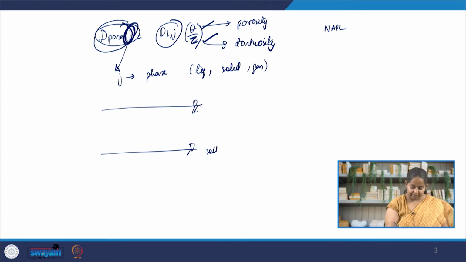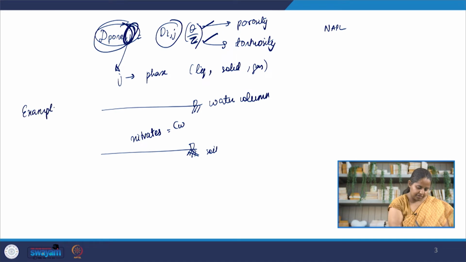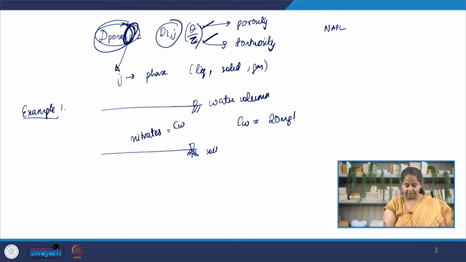So let's take this example of a situation where we have soil and we have a water column above it, and here we have soil, and we have some concentration of nitrates in the water, right? A relatively higher concentration of nitrate, Cw, in the water. For this lecture, it's the first example. So let's say the concentration of nitrates in the water, Cw, is given by 20 milligram per liter, which is quite high. And we know that the molecular diffusivity of nitrate in water is given by 19 into 10 to the minus 6 centimeter square per second, right?